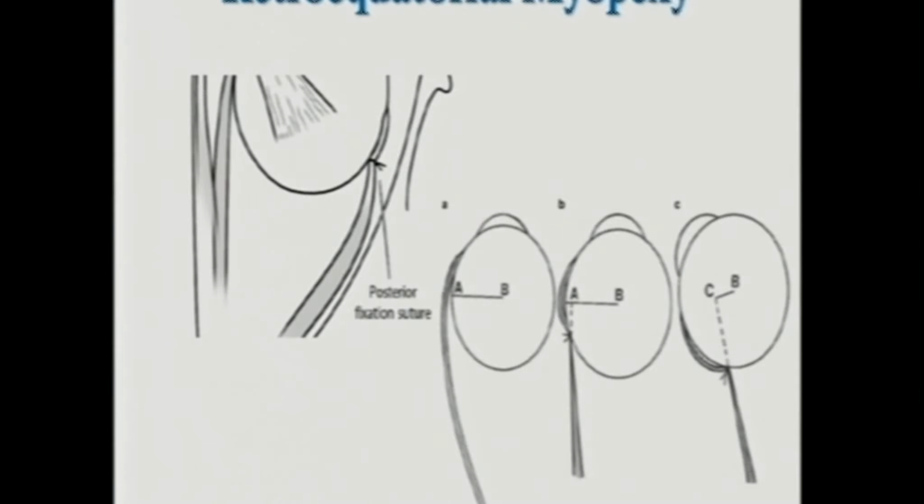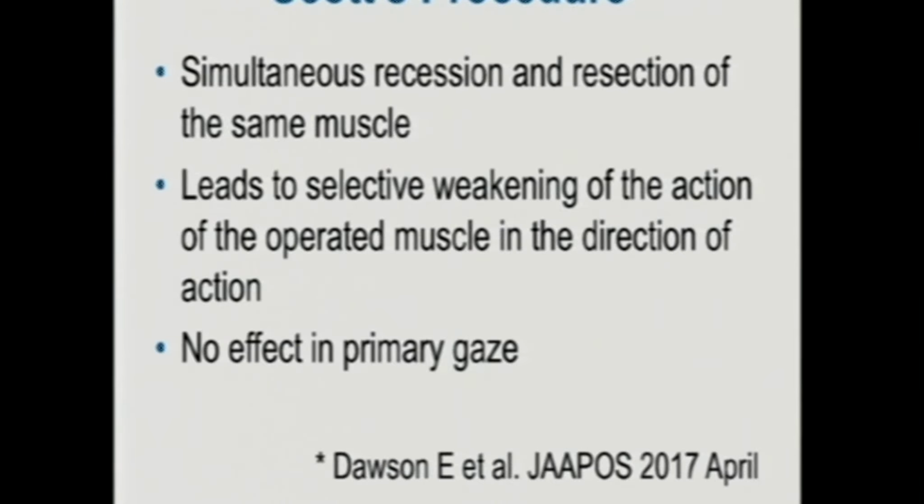The advantage of this procedure is that you're attaching the muscle to the globe behind the equator, reducing the moment arm. So there's no effect in primary gaze, but every time the patient uses this muscle, you'll get a selective weakening. An alternative is a Scott's procedure, which is a combined resection of the same muscle, so you get the exact same effect. But it can be adjusted. You can do an adjustable.